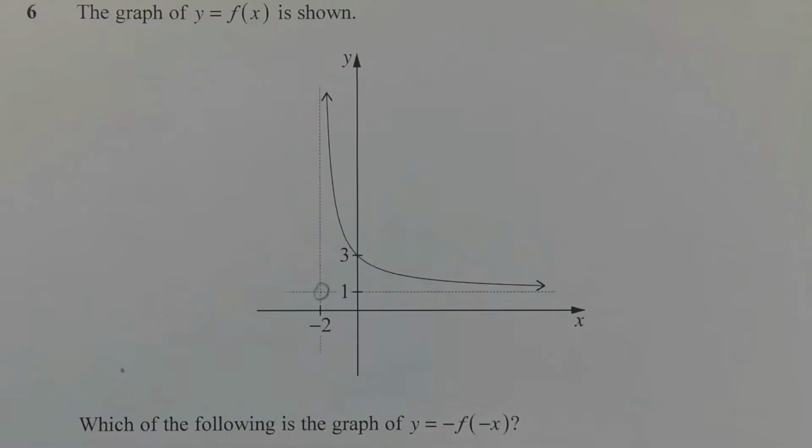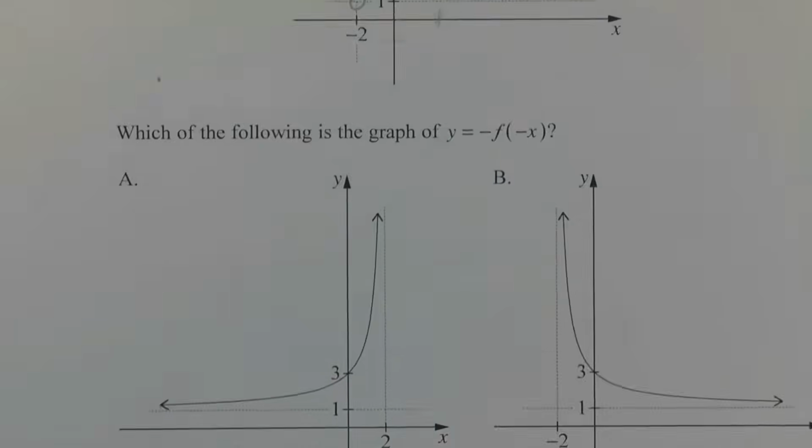Now take note of a particular point, and I'm looking at the point of intersection of the two asymptotes. Now the point of intersection is at x equals negative 2, y equals 1. Now negative f of negative x means the point of intersection has moved from here to here. In other words, the new point of intersection of the asymptotes will be at x equals positive 2, y equals negative 1. So there's y equals negative 1 and x equals positive 2.